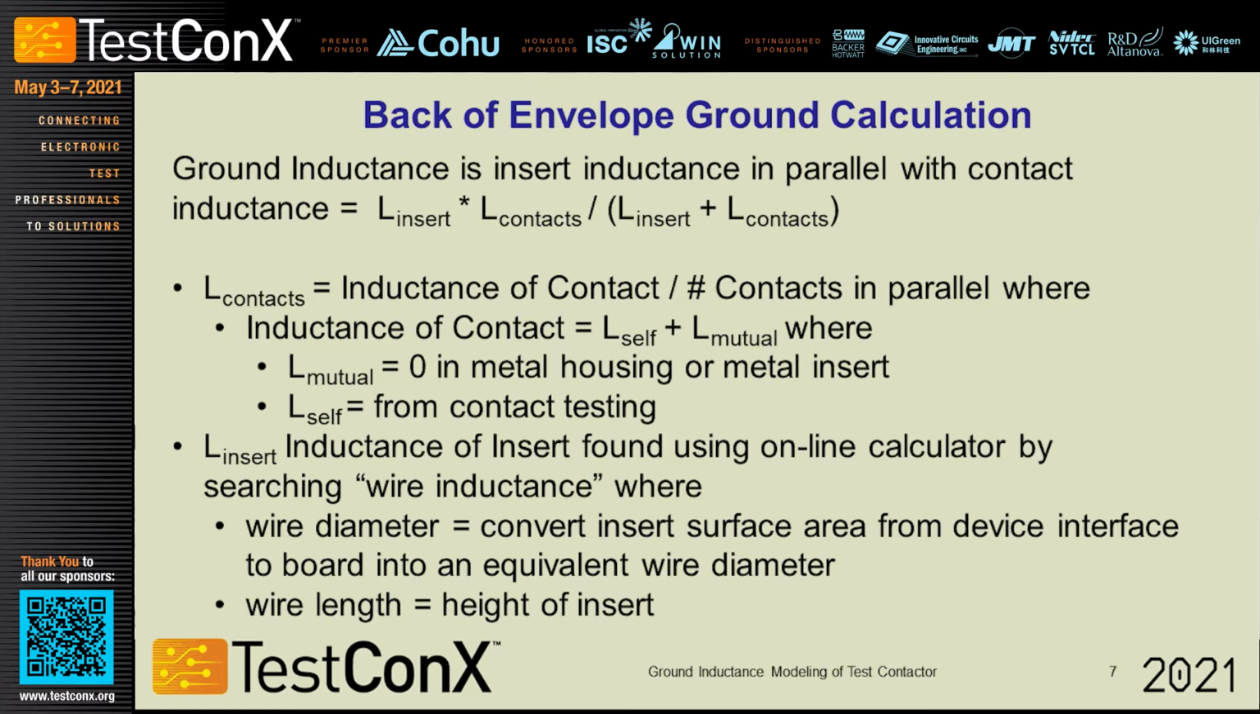And you get that from contact testing. The insert inductance is found using the online calculator shown in the previous slide. There I just searched wire inductance, where the wire diameter is the converted insert area from the device interface to the board into an equivalent wire diameter, and the wire length is basically the height of the insert.